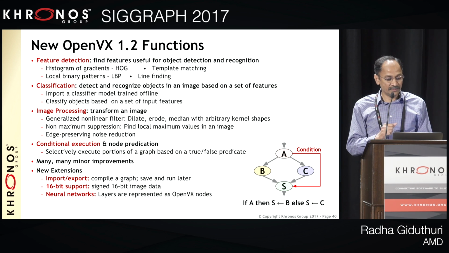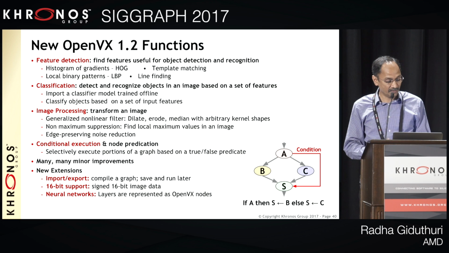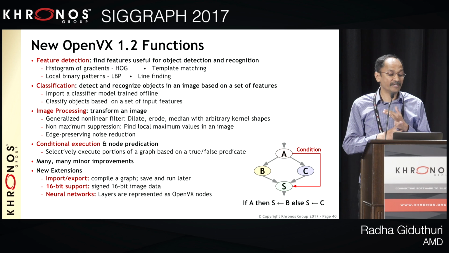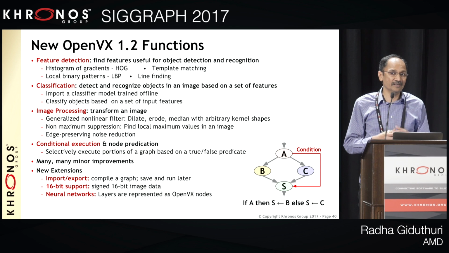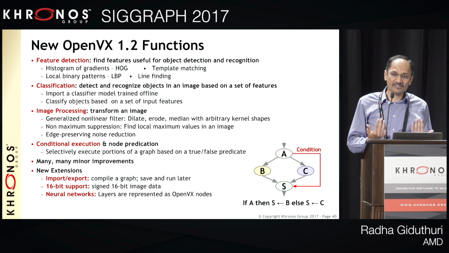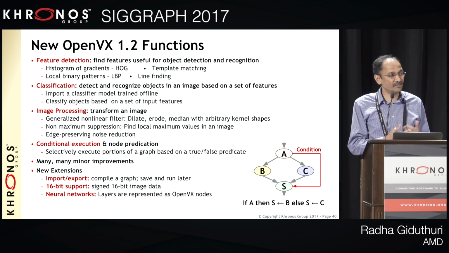Neural networks is an extension that we have. I'll cover that in a couple of slides. In terms of feature detectors, we have added histogram of gradients, template matching, some kind of Hough transform for line finding, and LBP. These are some new features we added. We're still looking for feedback from the application side, to look at our current features and see if there are any features they're really interested in.